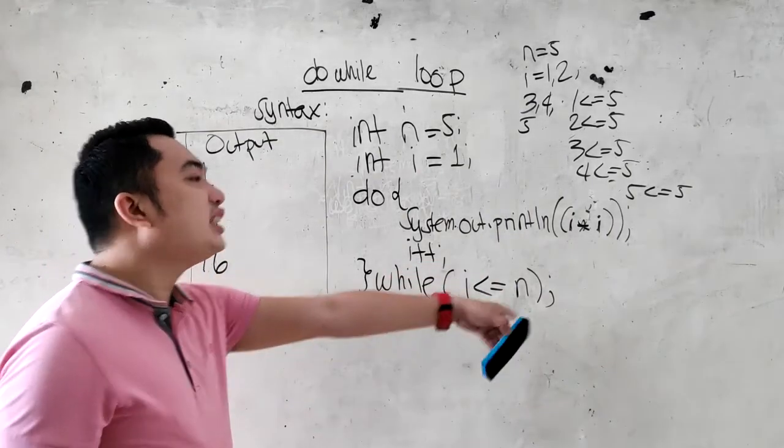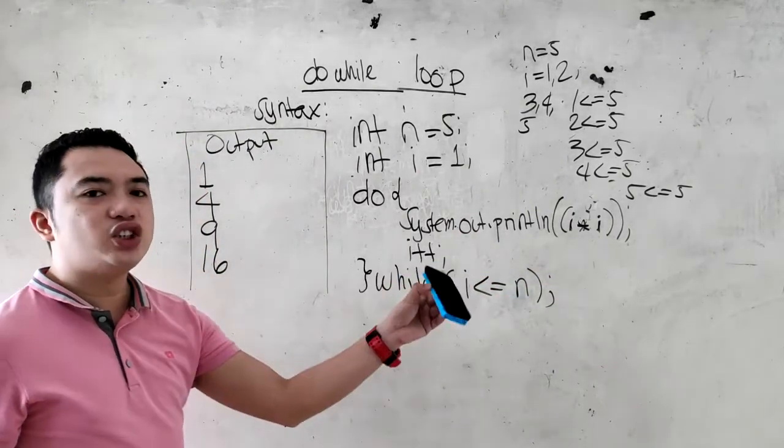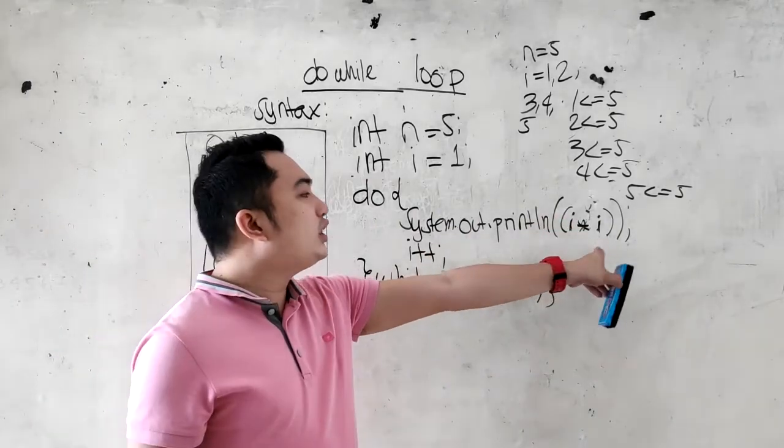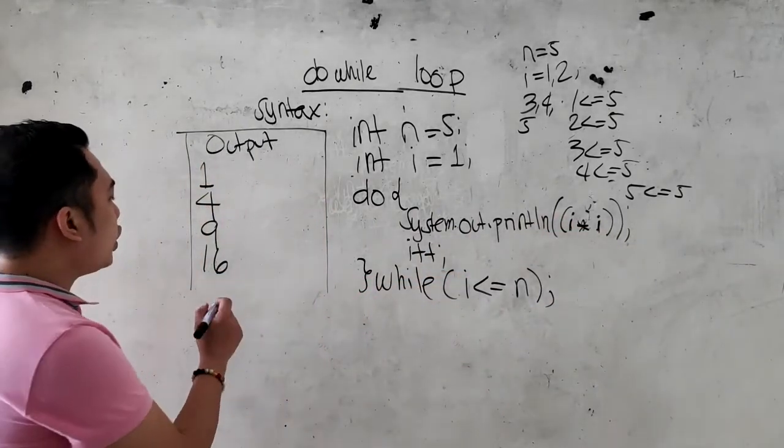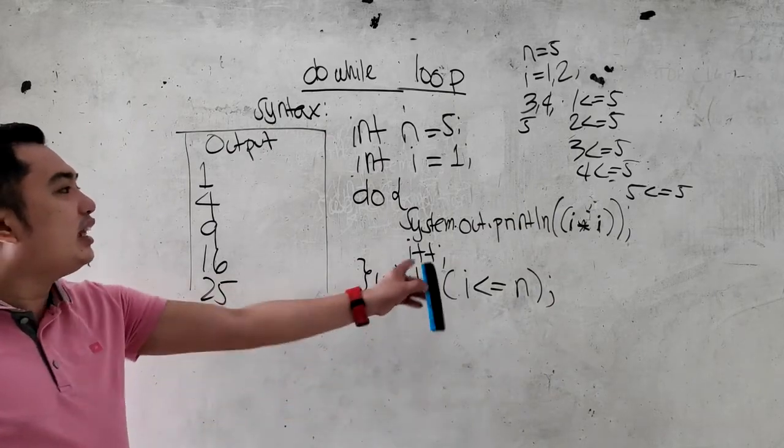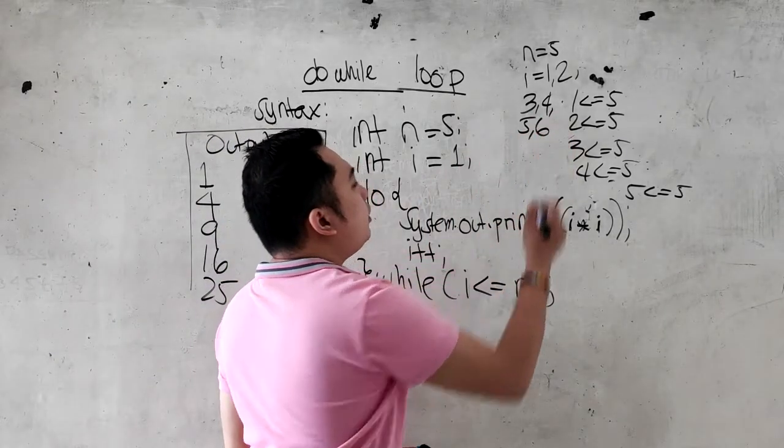It will execute the statements. It will print the result of I times I, which is 5 times 5. So 25 will be printed. Then I plus plus, it will become 6.